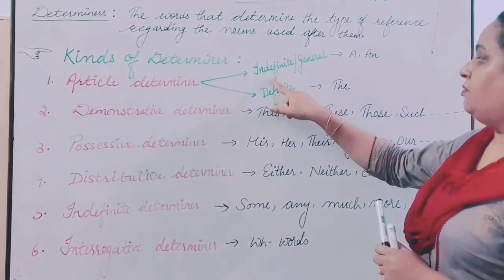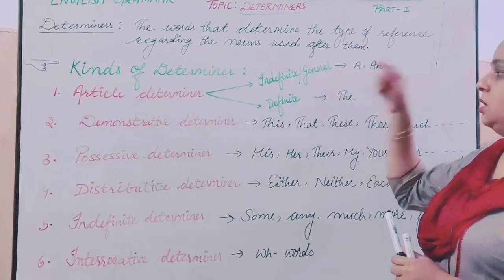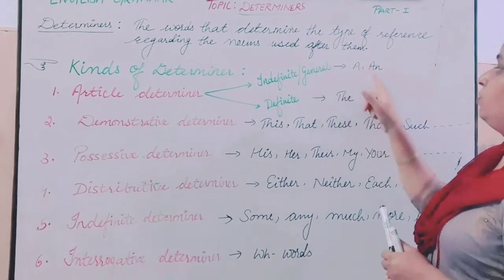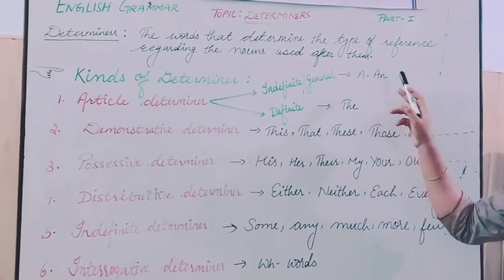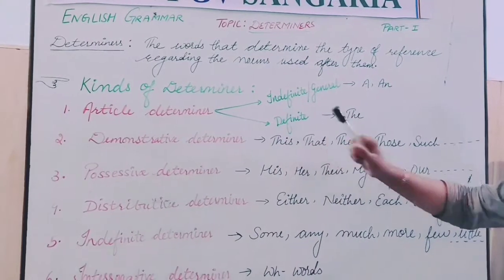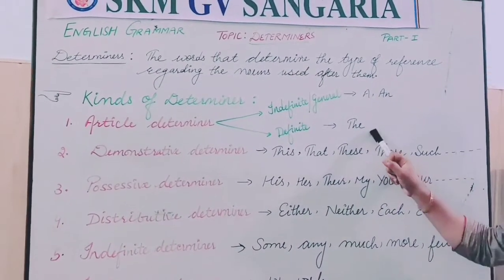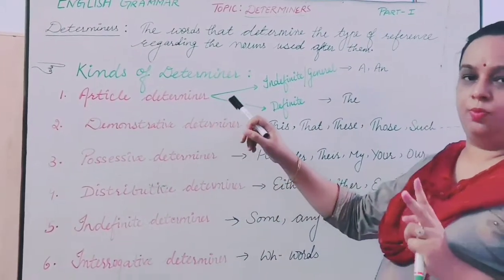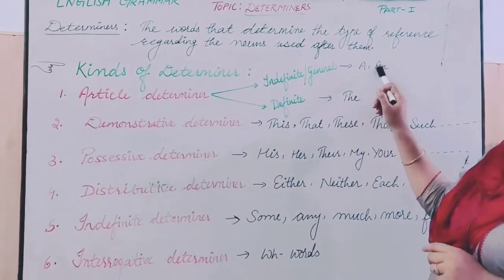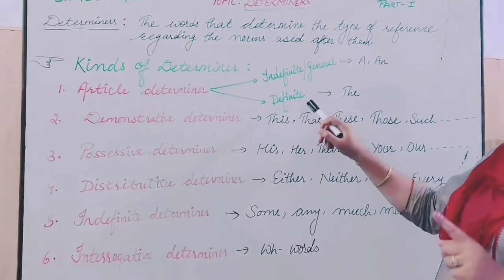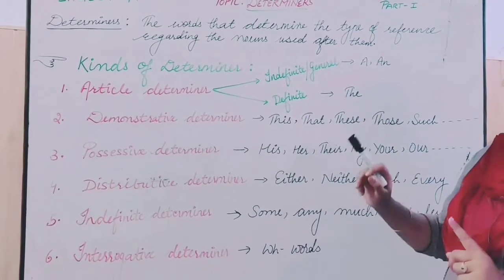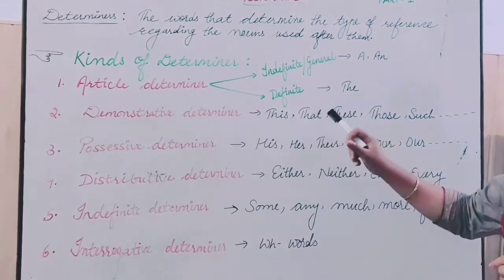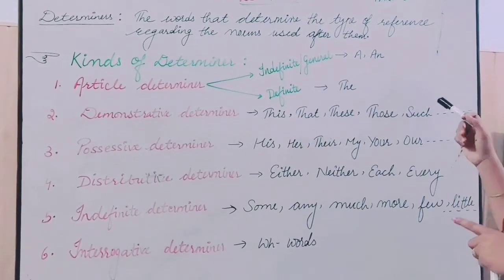So indefinite or general articles, and the second one is definite. In indefinite we have two things, one is a and the second one is an, and in definite we have only one, that is the. Clear? So article determiner is divided into two parts. One is indefinite, that is a and an, and the second one is definite, that is the only. Clear?